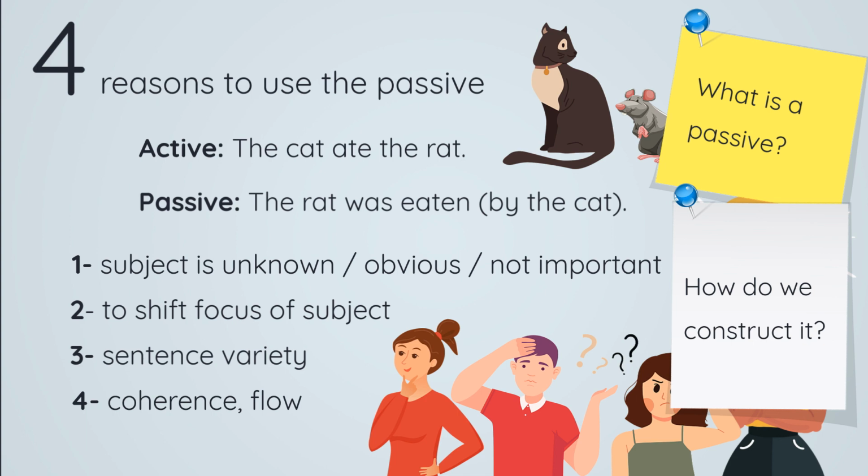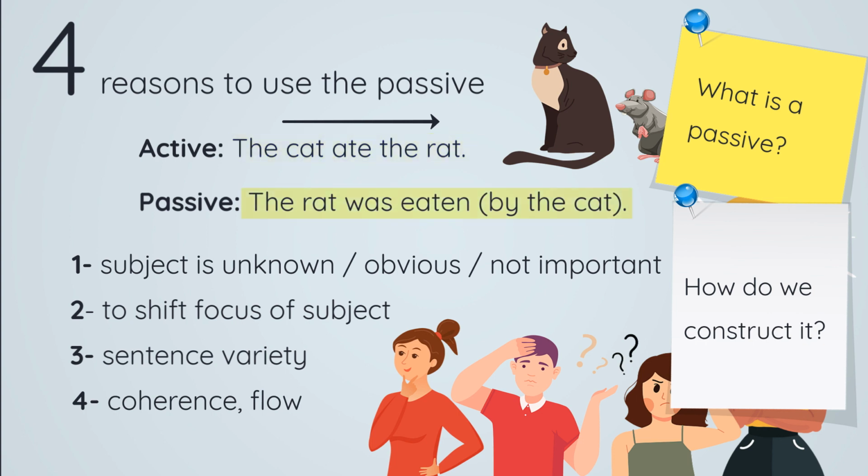So, if we look at a basic sentence, the cat ate the rat. We have our subject, we have our verb, and we have our object. Very simple. What we have to remember is that in this sentence, the subject is doing the action to the object.